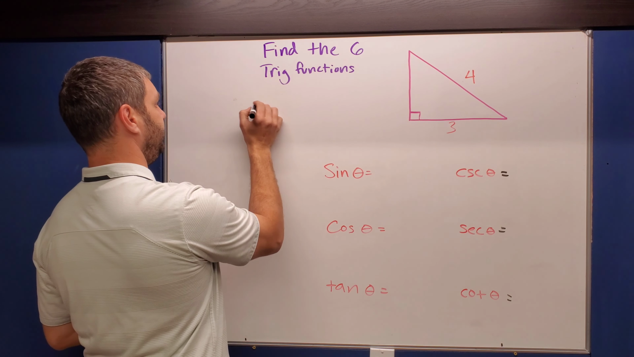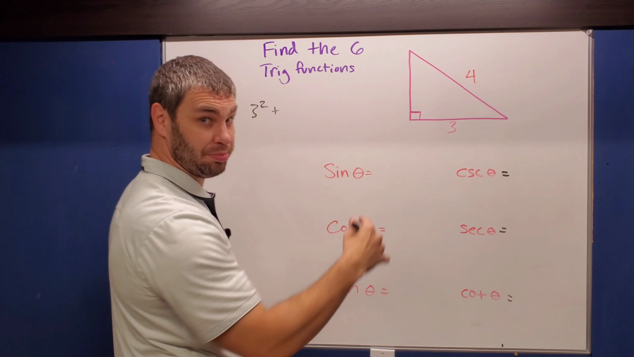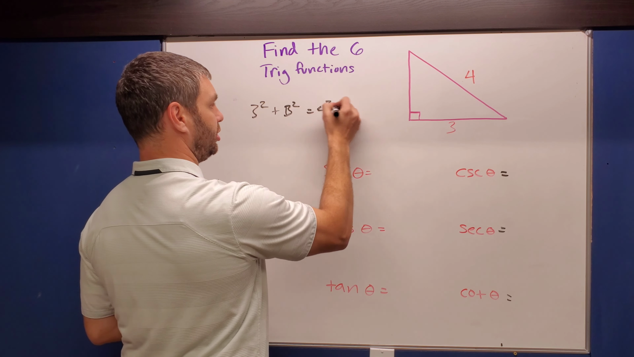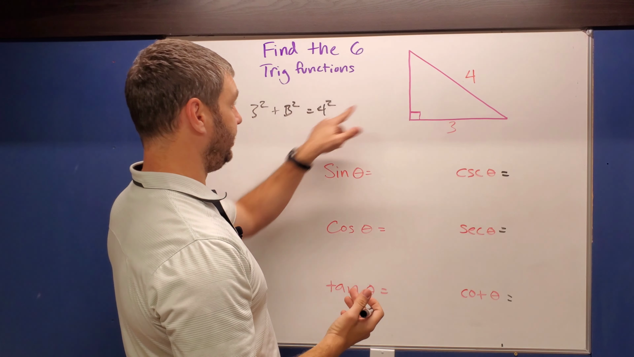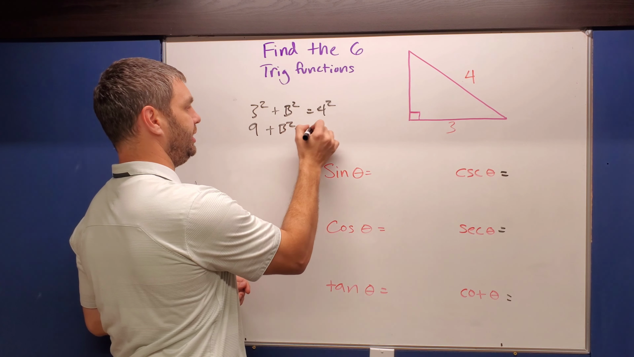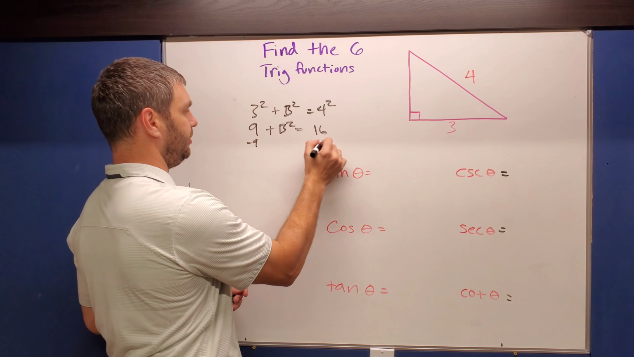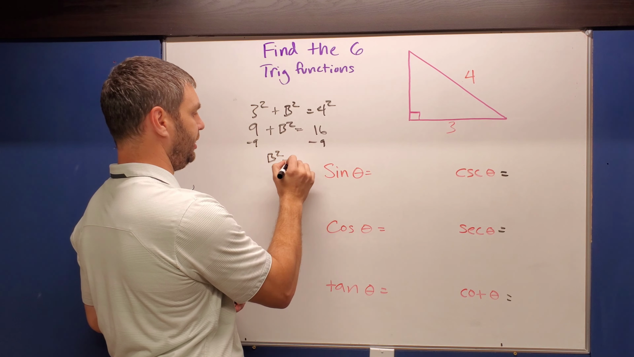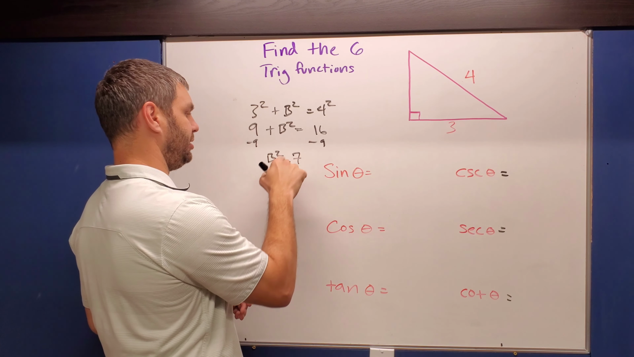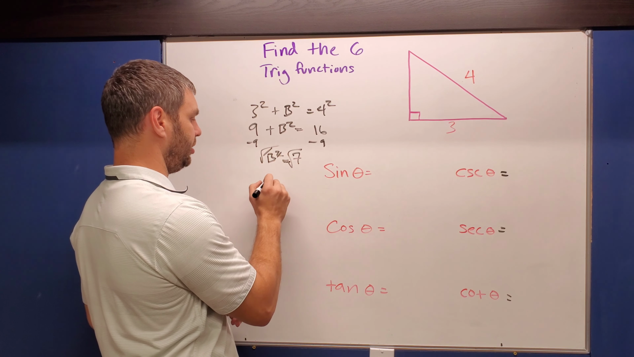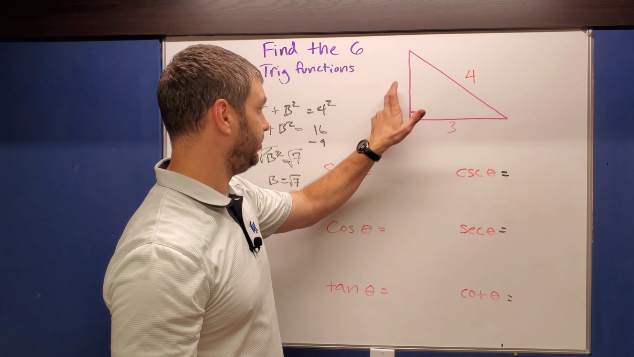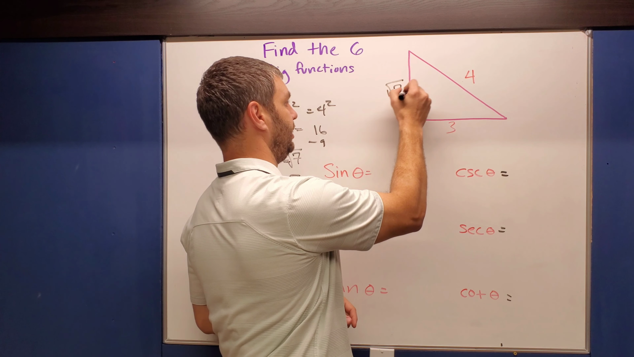Here, it's going to be 3 squared plus maybe b squared, I'll leave it as b, equals this c squared, which is 4 squared in this case. We can solve for the b and figure out what this missing side is. So it's going to be 9 plus b squared equals 16. Subtract 9 on both sides, and b squared equals 16 minus 9, which is 7. I don't want b squared though, I want just b. So take the square root of both sides and we get b equals the square root of 7. So that's what's going to be right here, the square root of 7.